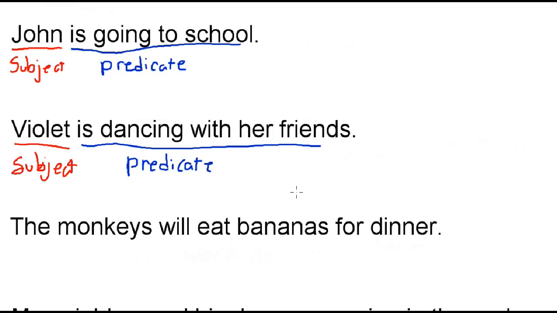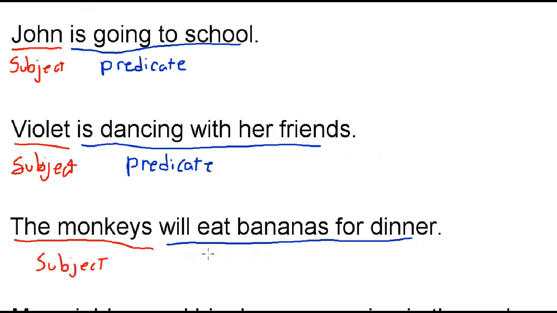What about the next one here? The monkeys will eat bananas for dinner. Well, the subject in this case is the monkeys, correct? The monkeys are the subject in this sentence. And will eat bananas for dinner is talking about the monkeys, right? This is the predicate in this sentence. So you have a basic understanding. Are you kind of seeing a pattern here? Okay, so let's continue down with some more.